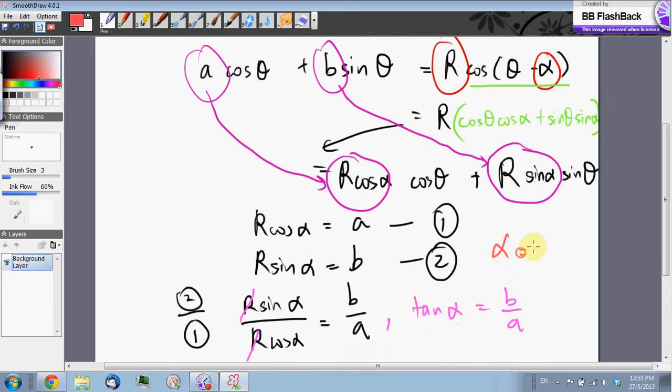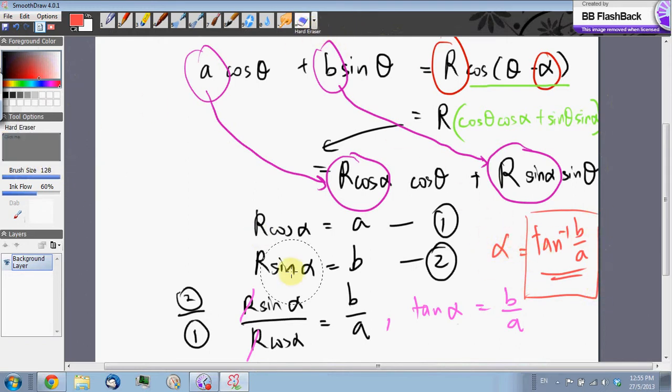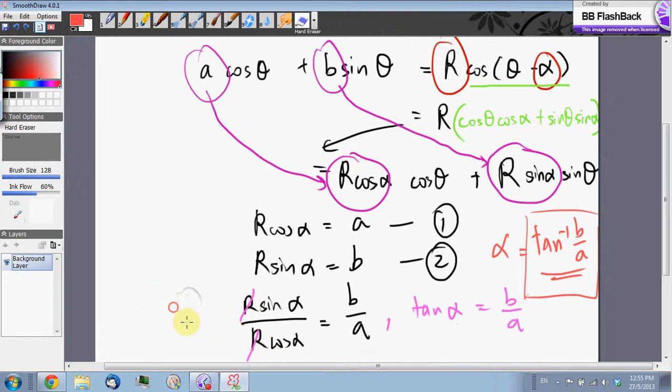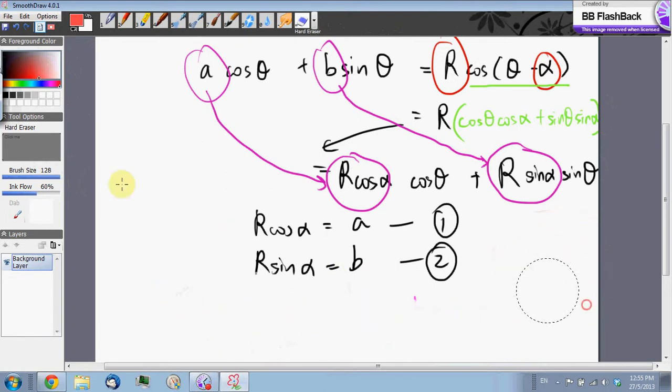We can find alpha is equal to tangent inverse of b over a, and we use the calculator answer to make it simple. So this is the equation for alpha. And similarly, if I want to find what R is, I should erase the bottom part. If I want to find R, I just square both equations.